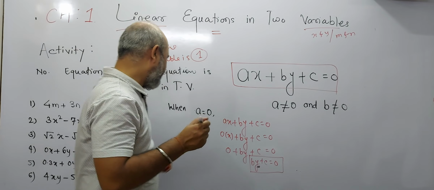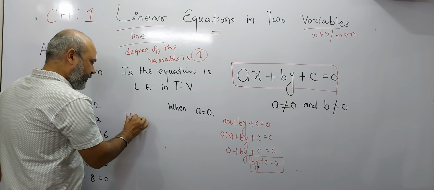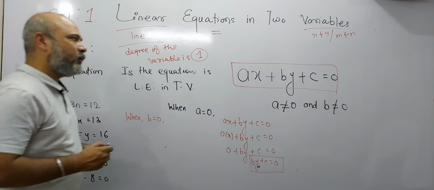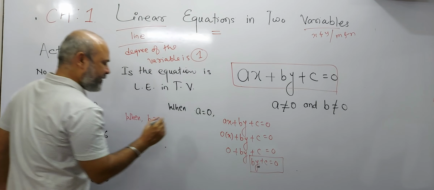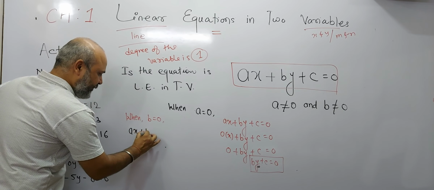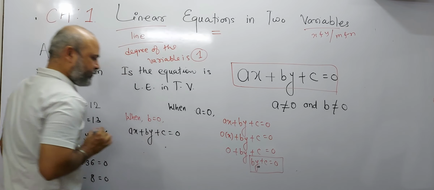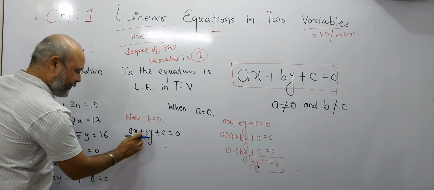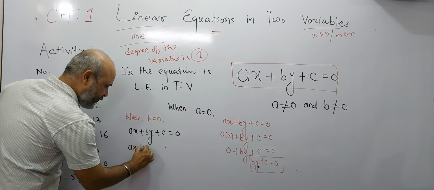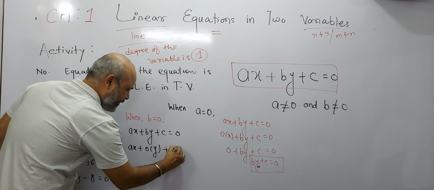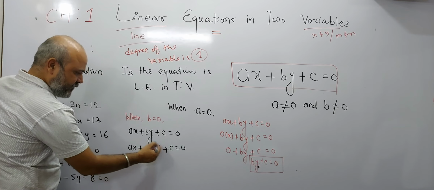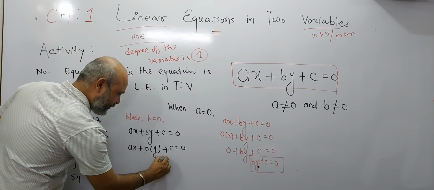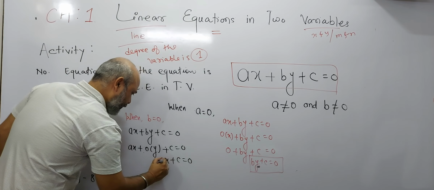Similarly, when we put b equal to 0, then what happens? When b is 0, what is our general form? The general form is ax plus by plus c equal to 0. Now here b is 0, just replace b by 0, so you will get ax plus 0 multiplied by y plus c equal to 0. Now this term becomes 0 multiplied by y, this term becomes 0. So you will get only ax plus c equal to 0.